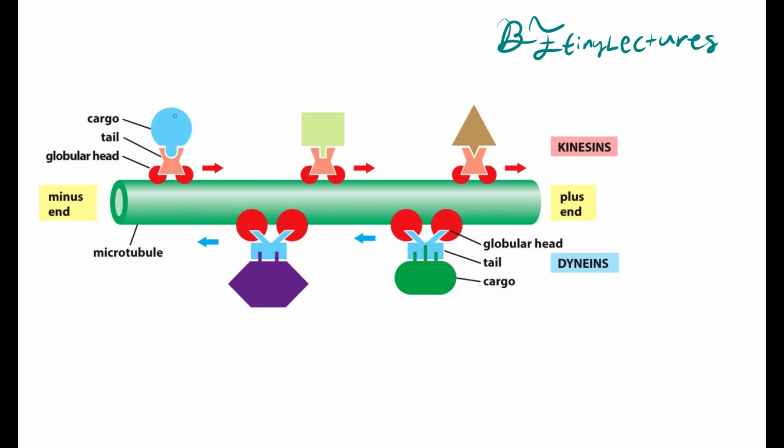Now, notice that sometimes we have different cargoes, so depending on where you're at, the entries and the exits of the motor proteins will have different cargoes. So, for instance, let's say that this is dopamine, and this is serotonin. And what if this is acetylcholine?